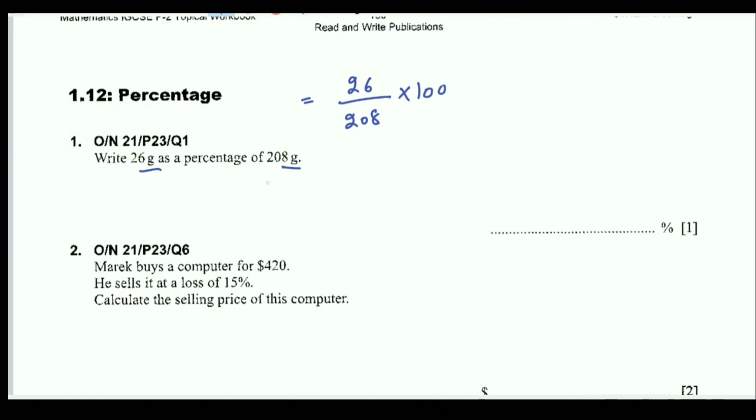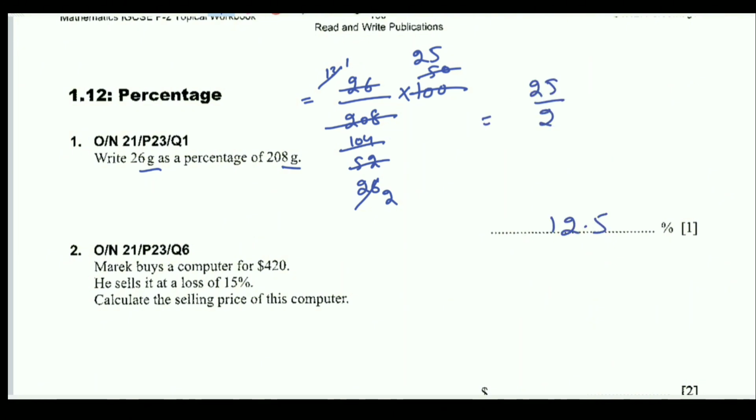26 grams as a percentage of 208 means 208 will be in the denominator, and we multiply by 100 because we have to write it as a percentage. For a percentage we multiply by 100. So we will simplify it. Dividing by 2, by 4, and so on, we get 25 over 2, which is 12.5. That is the final answer.